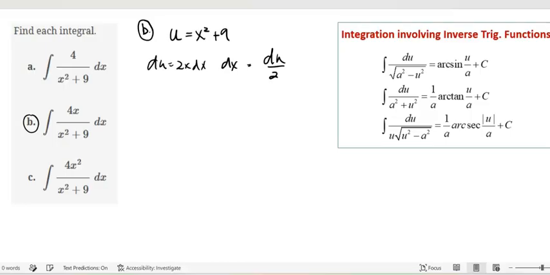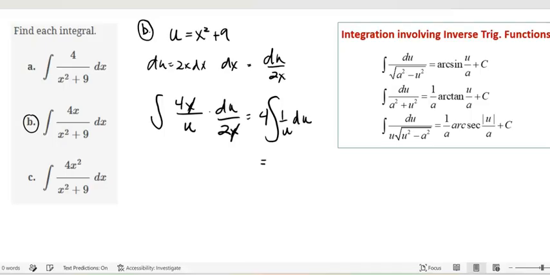So du is 2x dx, and dx would be du over 2x. So I do my substitution for b, and it's 4x over u times dx, which is du over 2x, and there's my cancellation, just like the previous problems. So I end up with 1 over u du, and I get 4 times the natural log of u plus c, and then I can do my back substitution, x squared plus 9, easy.